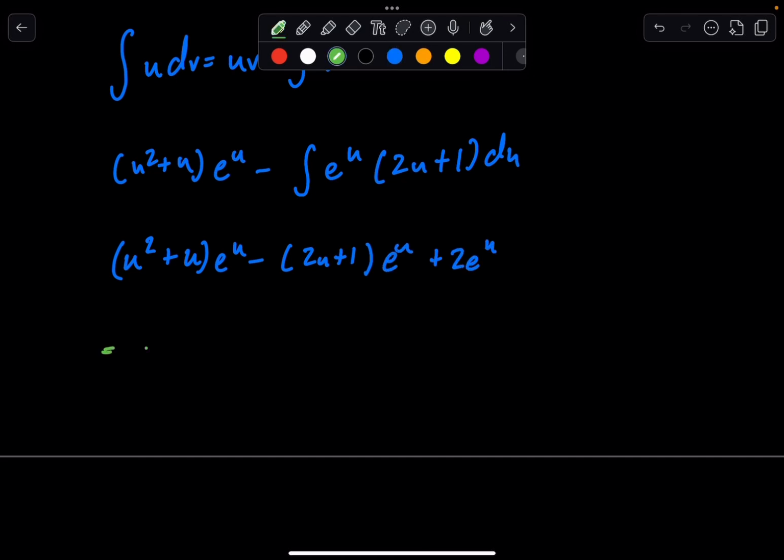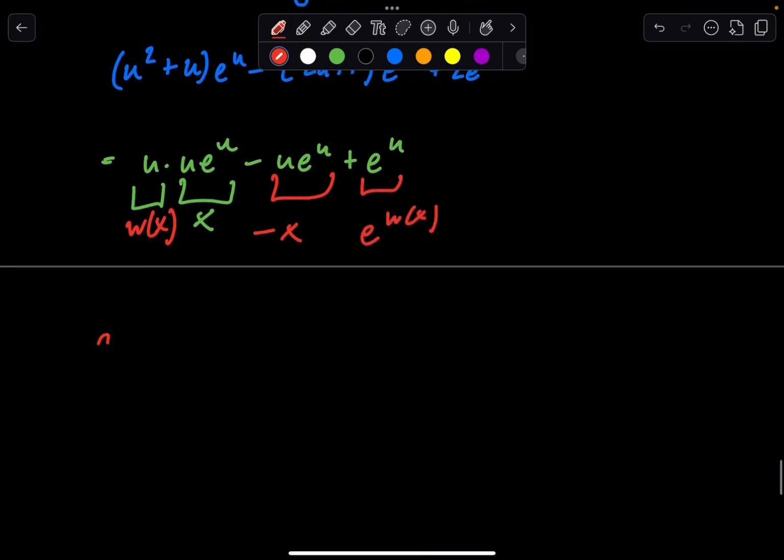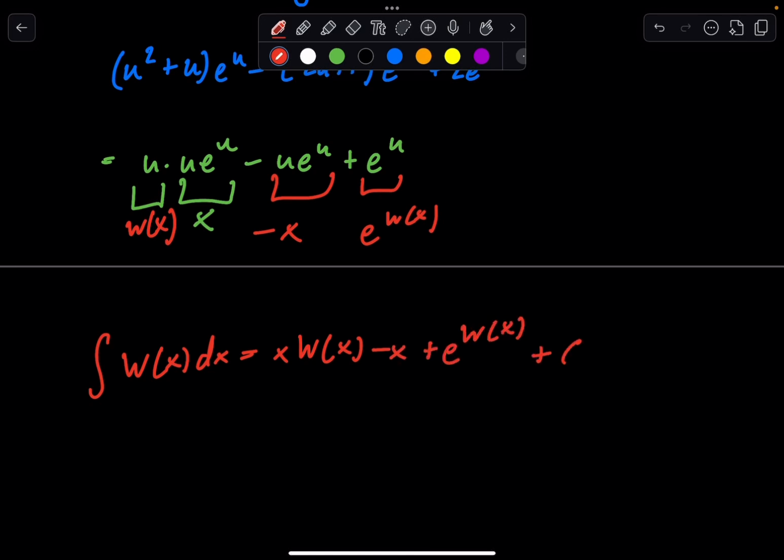And simplifying things, you're going to get u times u e to the u, minus u e to the u, because we're just going to flip it, plus e to the u. That's a lot of back and forth. The reason I wrote it like this is because u times e to the u is just x. U, once again, is going to be W of x, and then we have minus x, and then e to the W of x. So ladies and gentlemen, that means the integral of Lambert W of x equals x Lambert W of x minus x plus e to the W of x plus c.